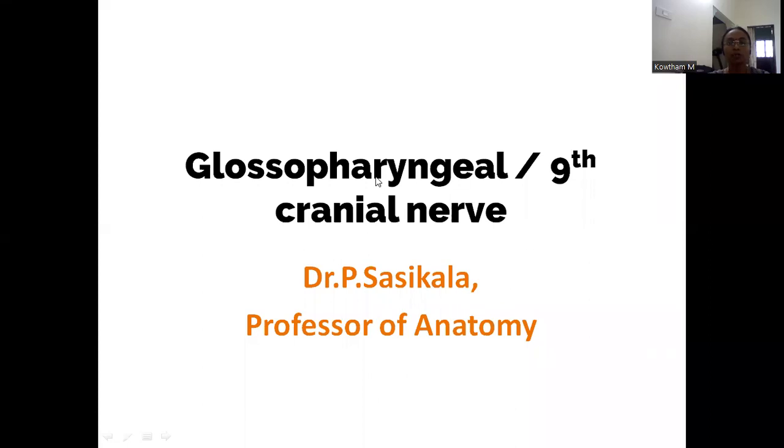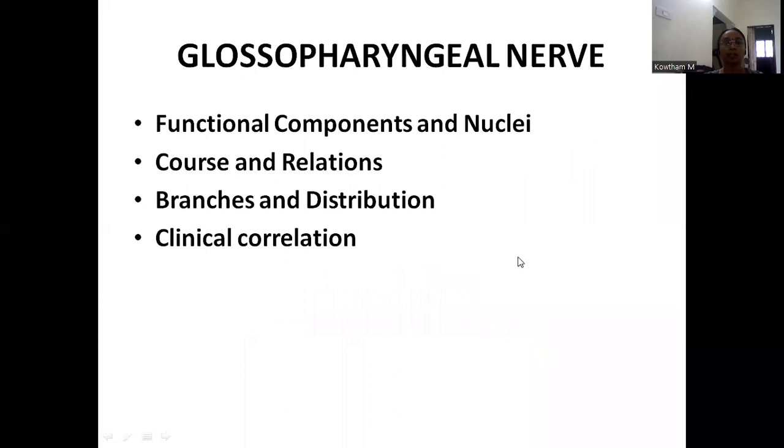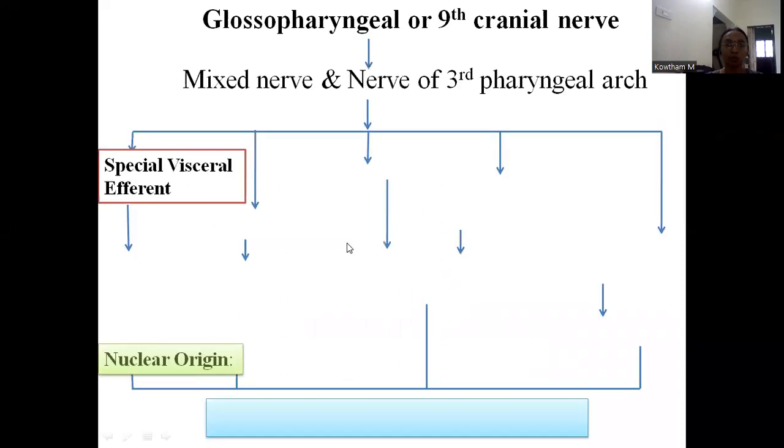Hi students, now we are going to learn about the glossopharyngeal nerve. It's the ninth cranial nerve. Usually the cranial nerves are learned under the following titles: the functional components and its nuclear origin, course and relations, branches and distribution, and its clinical correlation. So first we'll see the general introduction of the glossopharyngeal nerve.